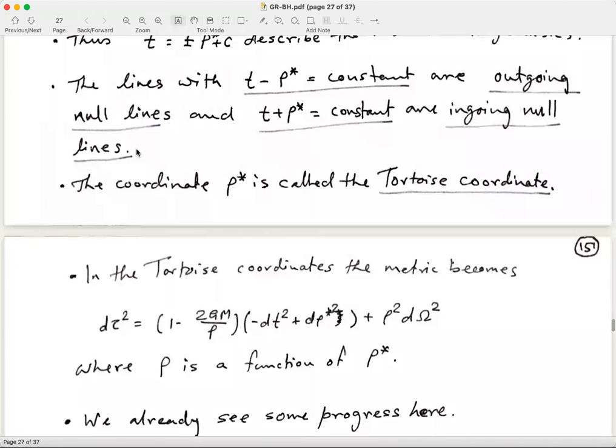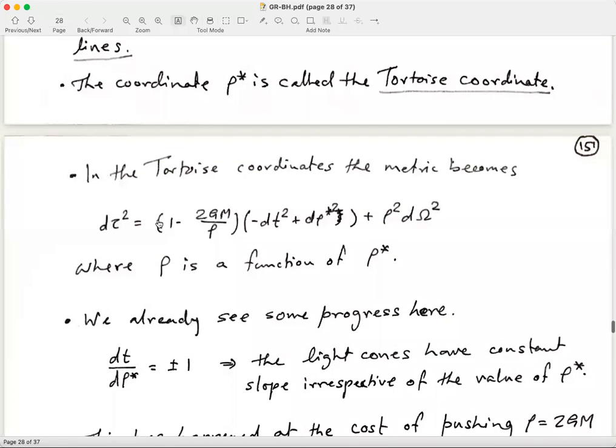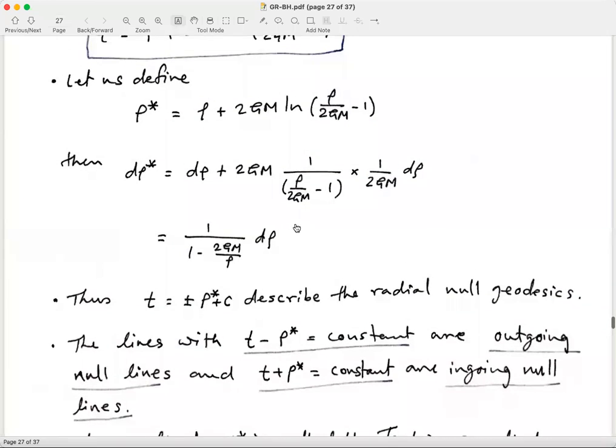But the advantage of tortoise coordinates is the following: in the tortoise coordinate the proper time looks like 1 minus 2GM upon rho, not rho star, times minus dt squared plus d rho star squared plus rho squared, again not rho star, rho squared times d omega squared. We seem to be using a kind of mixed notation here, but all we have to understand is that the rho written out here is just a function of rho star, and that function is defined up here. That rho is written in terms of rho star as a complicated function.